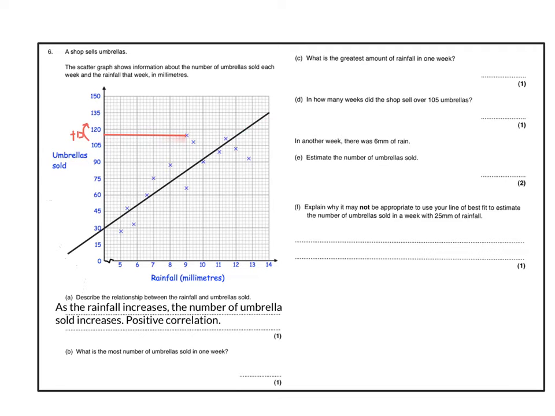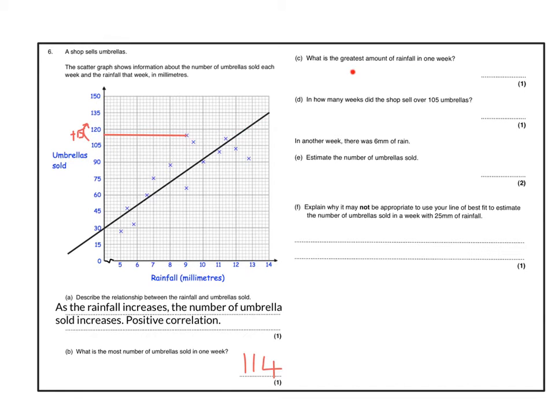Which means if one big square is up by 15 and there's 5 squares, then each little one is going to be 3. So that's 3, 6, 9, 12, 15. That's correct. So 3, 6, 9. So we're going to be adding on 9 to 105. 105 add 9 is 114. So the most number of umbrellas sold in 1 week was 114.